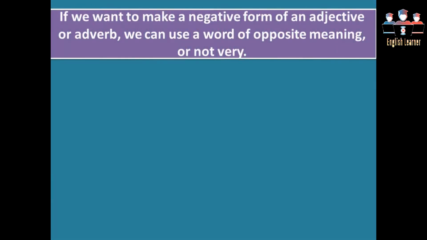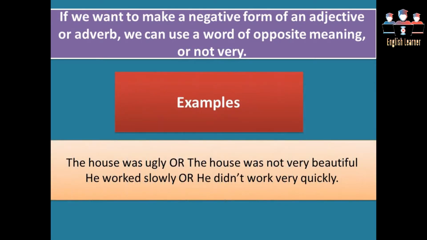Next is, if we want to make a negative form of an adjective or an adverb, we can use a word of opposite meaning or "not very". As we had just seen, very was strengthening the positive meaning of an adverb and adjective, we can also use adverb and adjective in negative meaning by using an opposite word or not very. Let's see examples. The house was ugly. In this example, ugly is directly linked with the house, and ugly is an adjective which is referring to a noun, house, in this example.